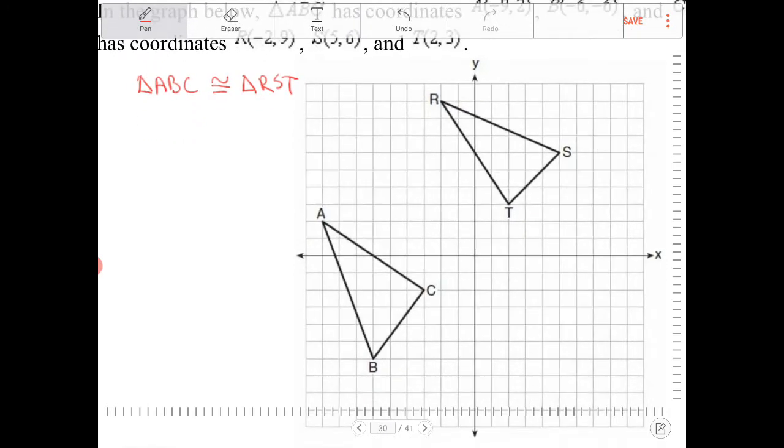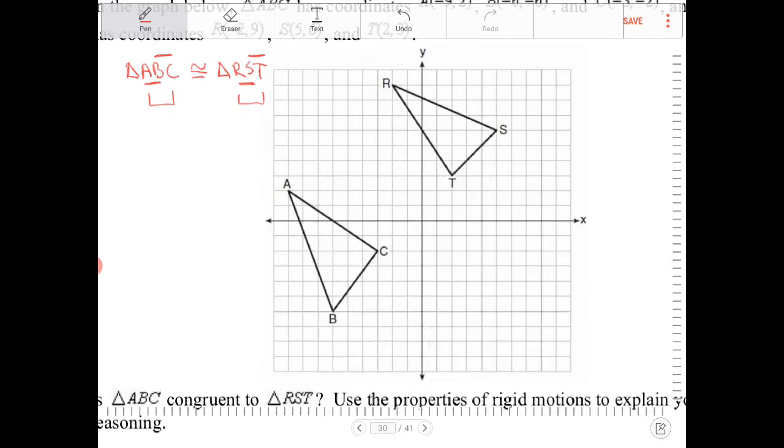So if that's the case, then AB should correspond with RS. BC should correspond with ST. AC should correspond with RT. Let's find the lengths of all these to see whether or not the lengths are actually preserved, right?